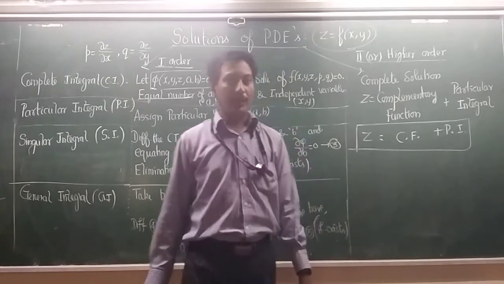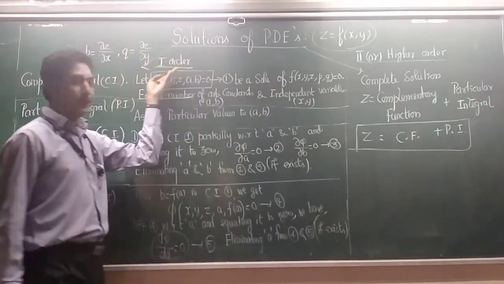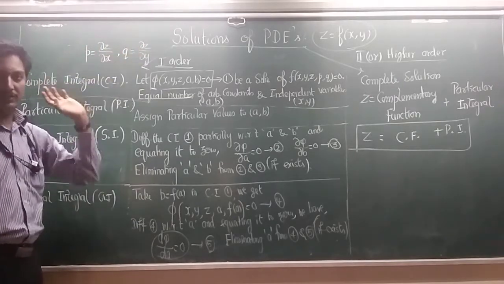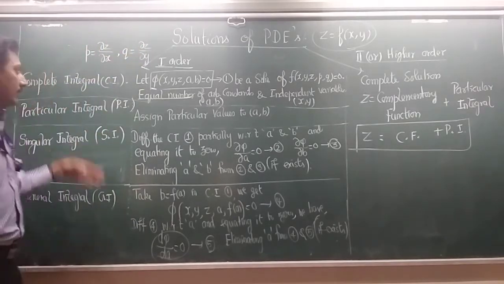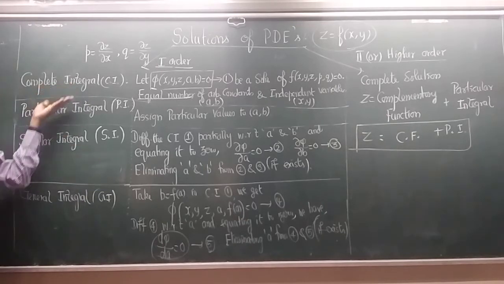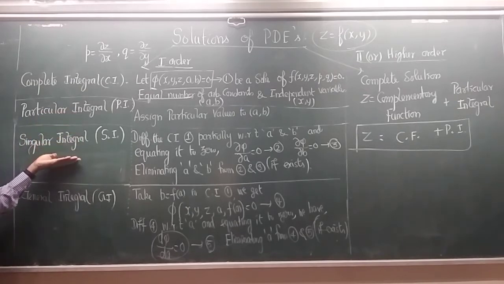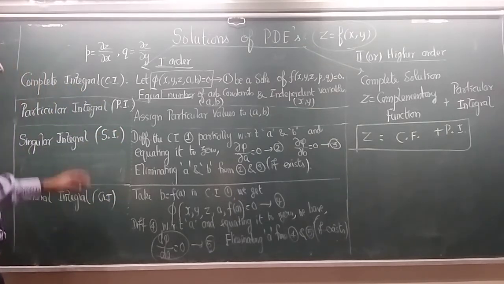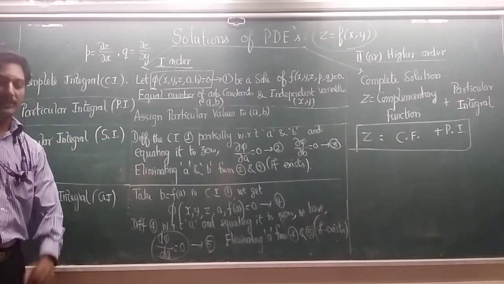Got it? Now let us get back to the first order partial differential equation. When a first order partial differential equation is given, the solutions can be categorized into four types: complete integral, particular integral, singular integral, and general integral. Let us see the first type, that is the complete integral.